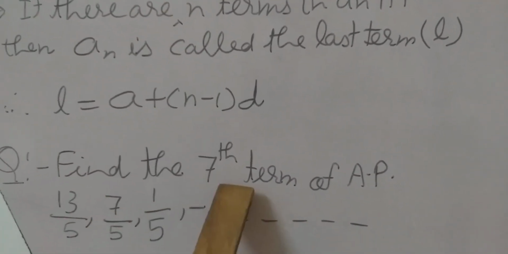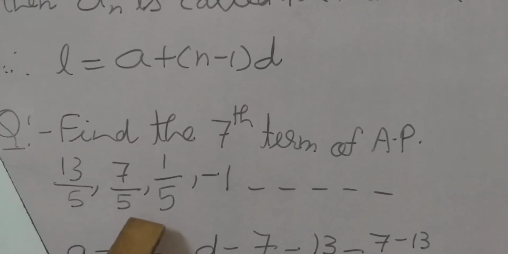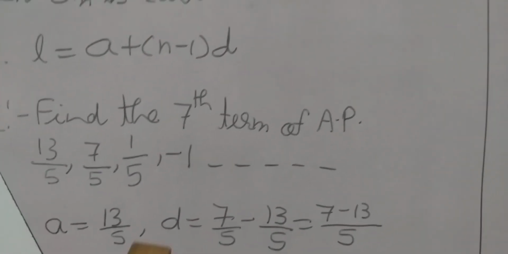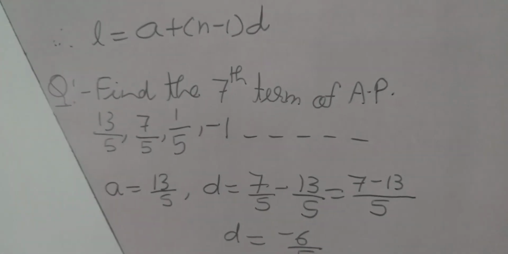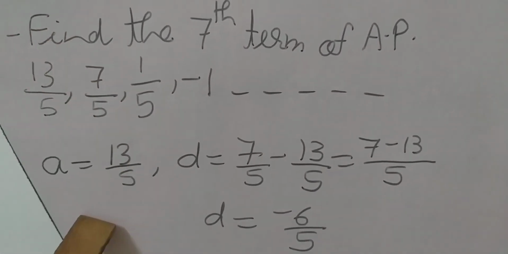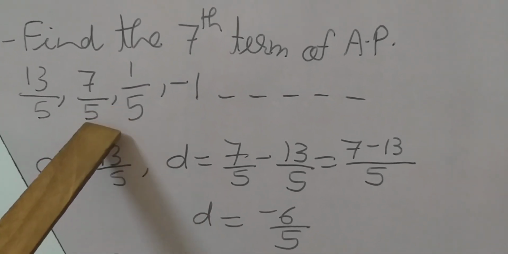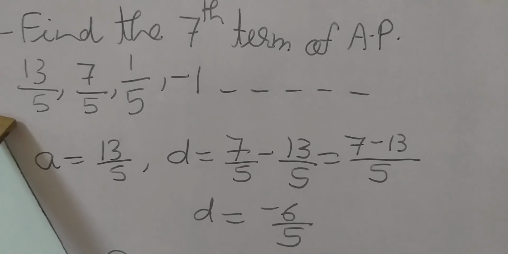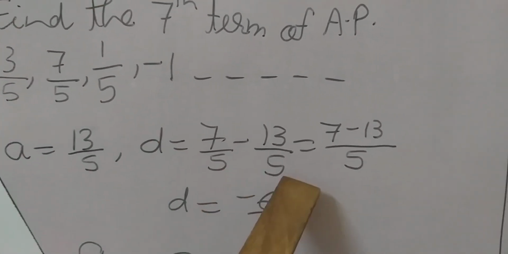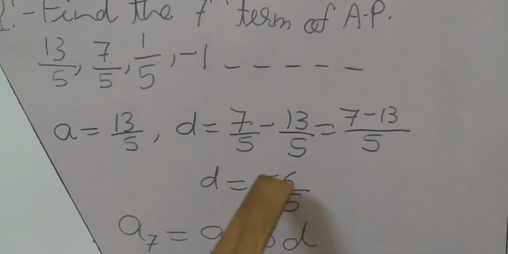Now let us solve some questions. Question: find the seventh term of an AP. The AP is given: 13 upon 5, 7 upon 5, 1 upon 5, minus 1, and going on. So we have to find the seventh term. This is the first term, A equals 13 upon 5. What about D? D we can obtain as A2 minus A1. Always remember, from the second term we have to subtract the first. A2 minus A1, 7 upon 5 minus 13 upon 5, 7 minus 13, minus 6 upon 5.